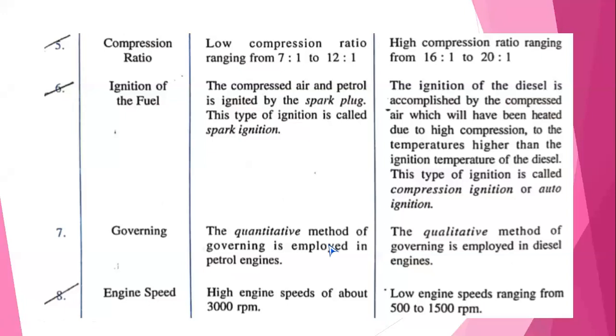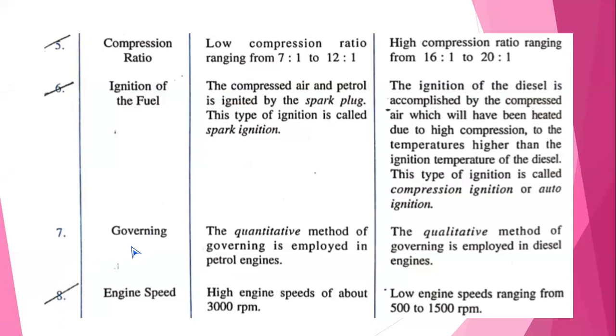Compression ignition: the air and diesel is compressed, 20 units of air is compressed to 1 unit of volume. Due to the compression, the air reaches a temperature that ignites the diesel. So for that reason, the petrol engine is called the SI engine, and the diesel engine is called the compression ignition engine. Next, come to the point, governing.